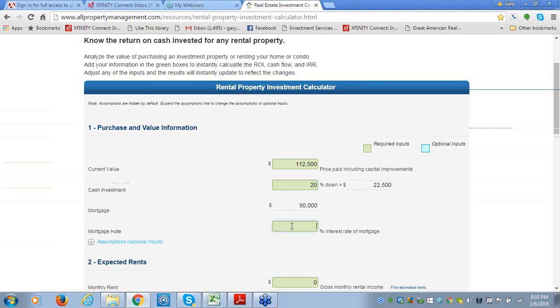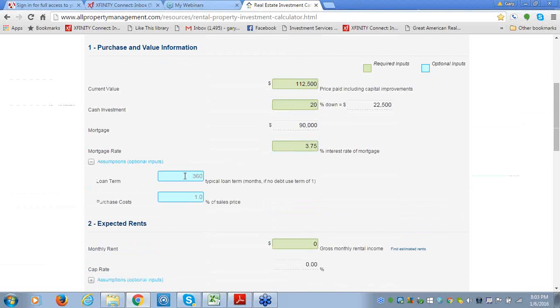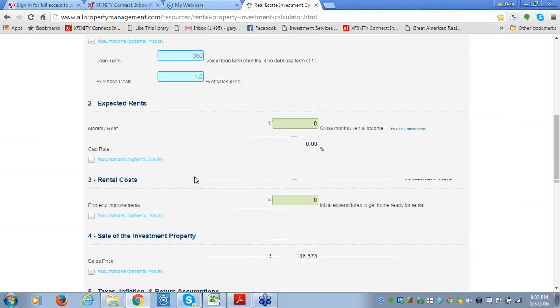Mortgage rate, let's say, is I think we said 3.75. Okay, and there's some assumptions here. Let's click on the assumptions and see what they say. Loan term, 30 years, which is 360 months. Purchase cost, 1%. Let's just leave those assumptions there. Okay, expected rents, I think we said are $1,200 per month. Okay, so right now we see that our cap rate is 12.8%, but we're not done yet.